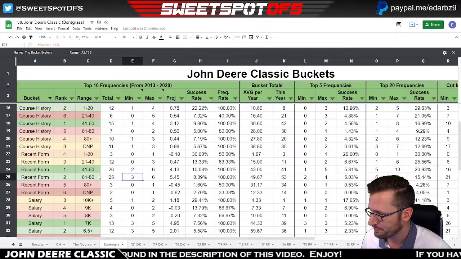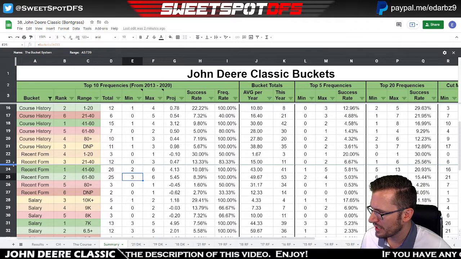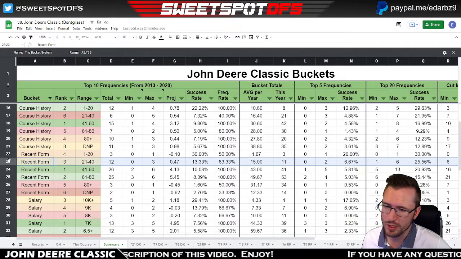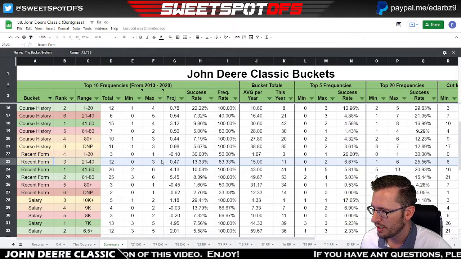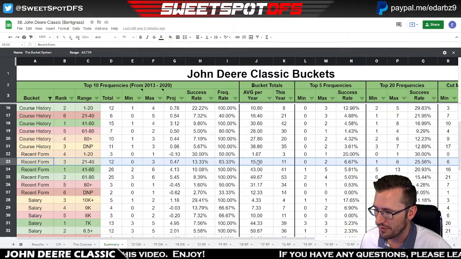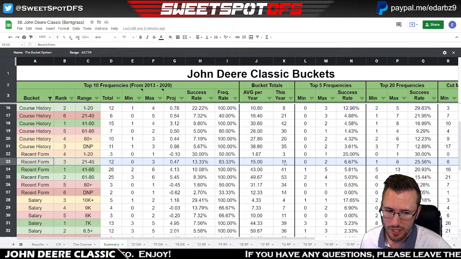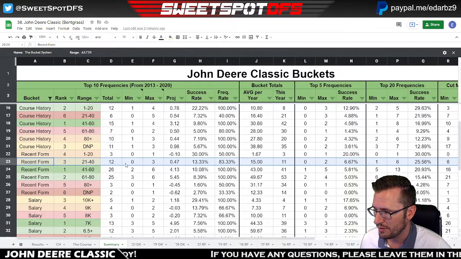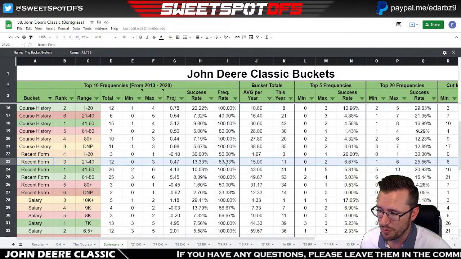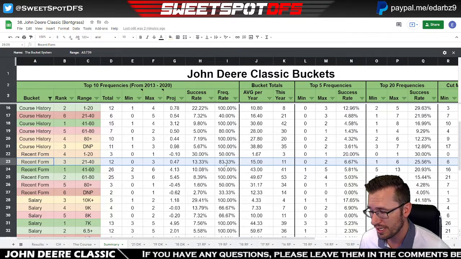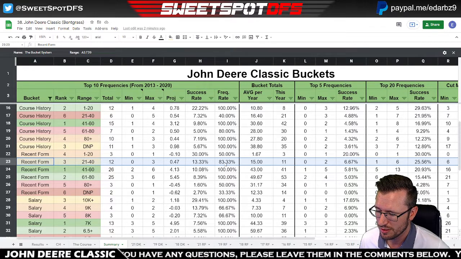I don't know. And then the third bucket would be Recent Form 3s. It's that 20 to 40 range. On average, we see 15. This year we have 11. And really, the frequency rate, 83.33%. That's pretty good. I think that's 6 out of 7 years.